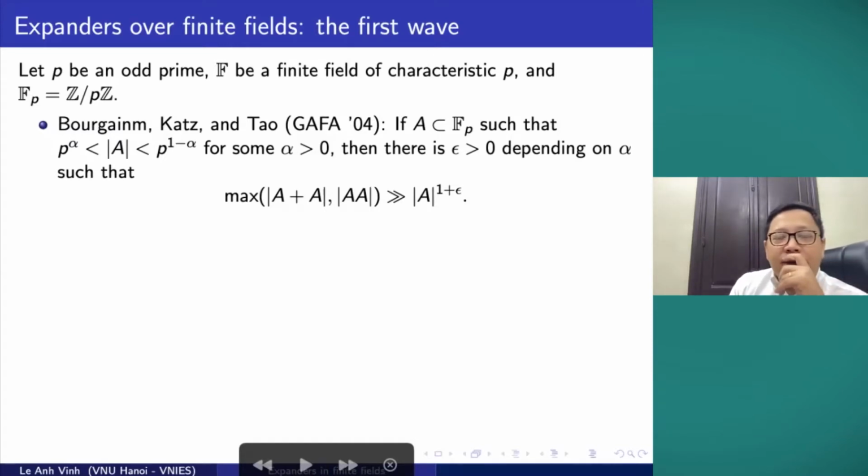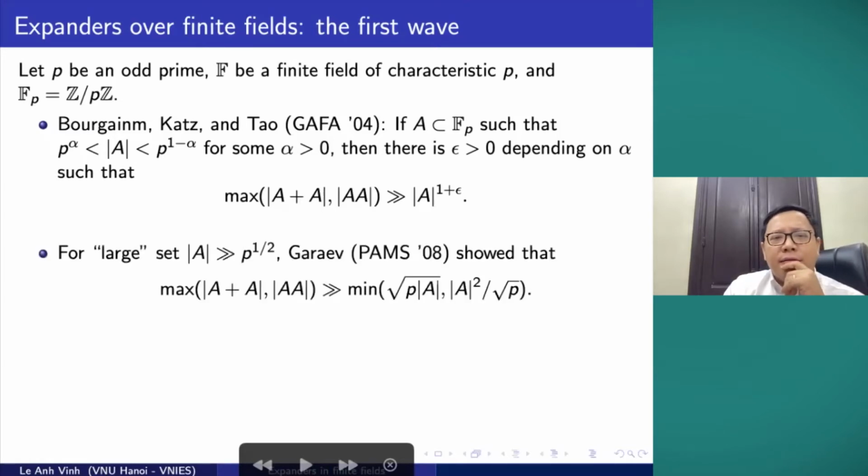And the first result, given by Bourgain, Katz, and Tao for the sum-product estimate, confirms this case. It means if the set A is not too small and not too big, meaning it doesn't cover the whole field, nor is it only a small subset of the field, then either the sum or the product will be much bigger than the original set. And it is one of the first expander results over a finite field.